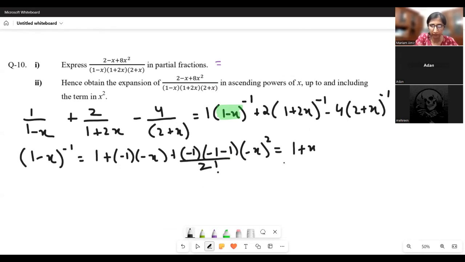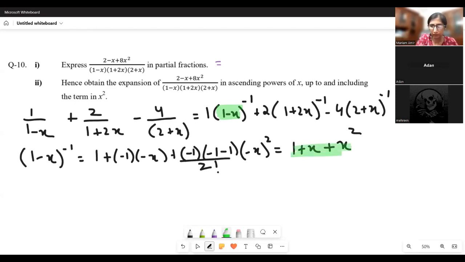1 plus x and then minus 1 times minus 1 minus 1 divided by 2 factorial and times plus 1. So that's just a 1. So plus x squared. Let me confirm. Correct.